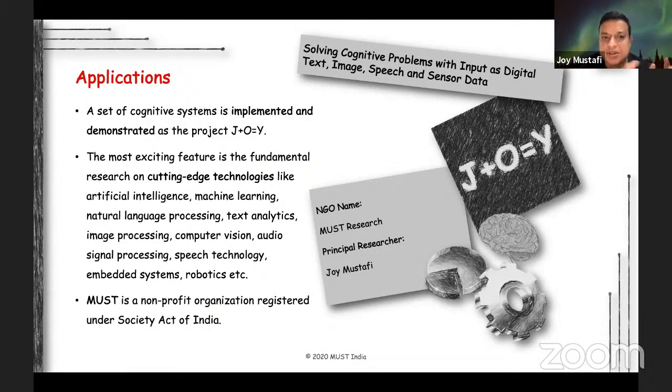So then I came up with a set of problem statements, which I called solving cognitive problems, with input as digital text, image, speech, and sensor data, combining all these. I mean, a multimodal system, where we'll be applying NLP, computer vision, audio, ASR, and robotics to some extent. And then I renamed this project as J plus O equals Y. This is not because of my name, but it's a puzzle; you can just post in the chat box if you understand why J plus O equals Y.